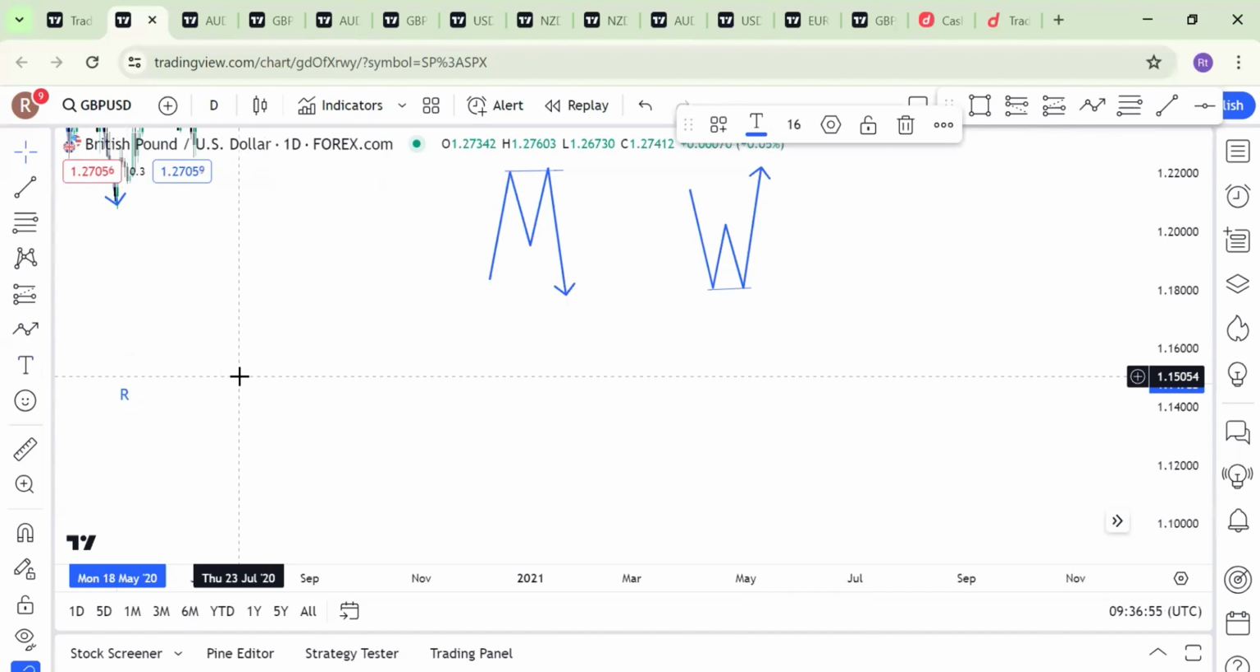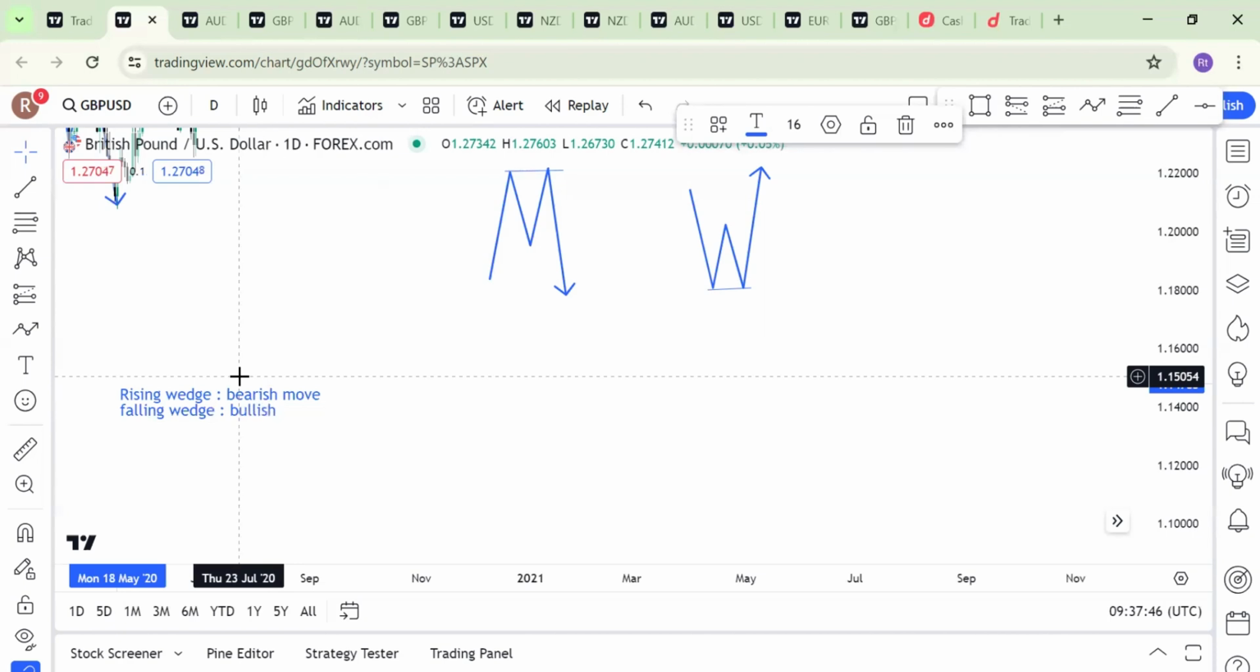Rising wedge. The rising wedge signifies a bearish move in the market, while the falling wedge signifies a bullish move.